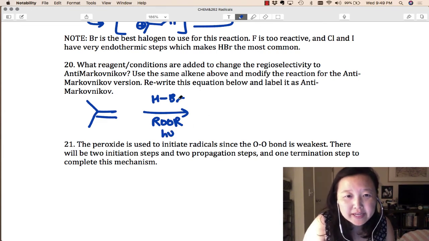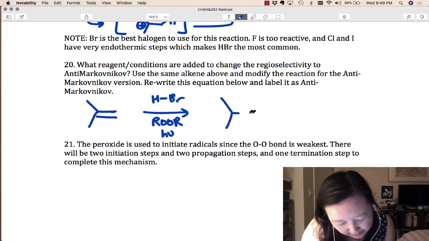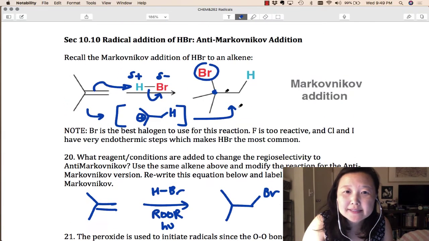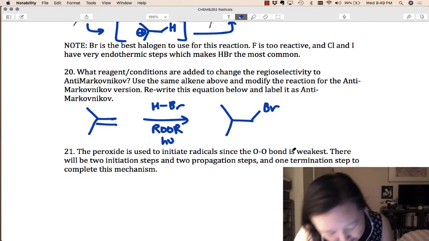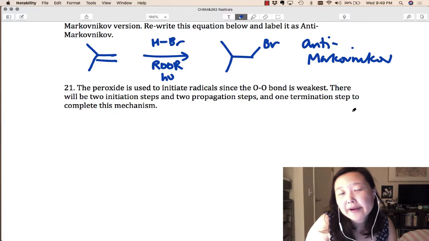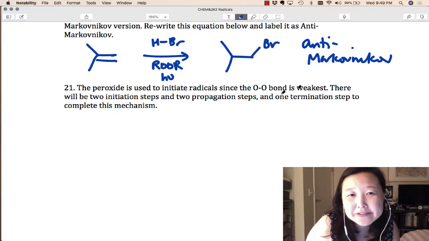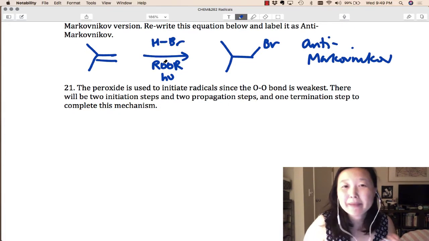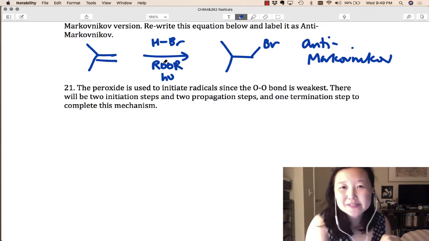So with these reagents, instead of Markovnikov addition, we would see anti-Markovnikov. So the Br will end up here instead of here. So let's write that down. Now we're at the point where we've been covering free radicals, so now we can actually write a mechanism for this reaction. So let's do that.